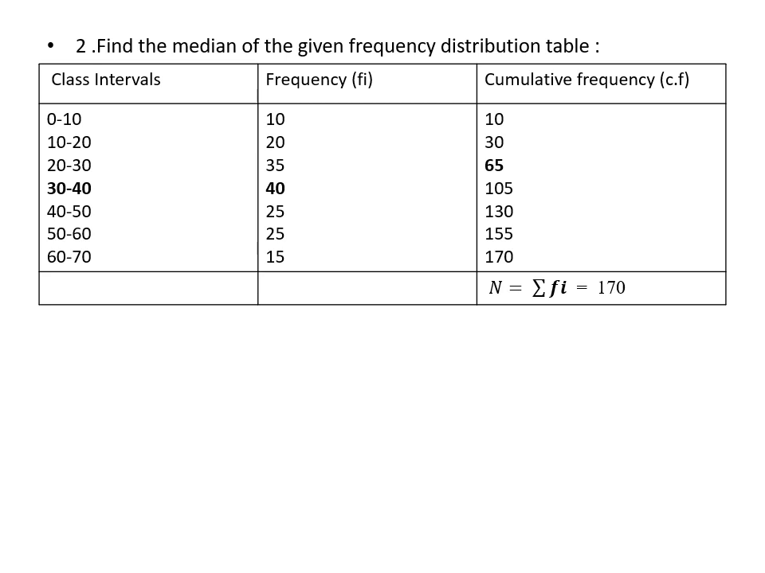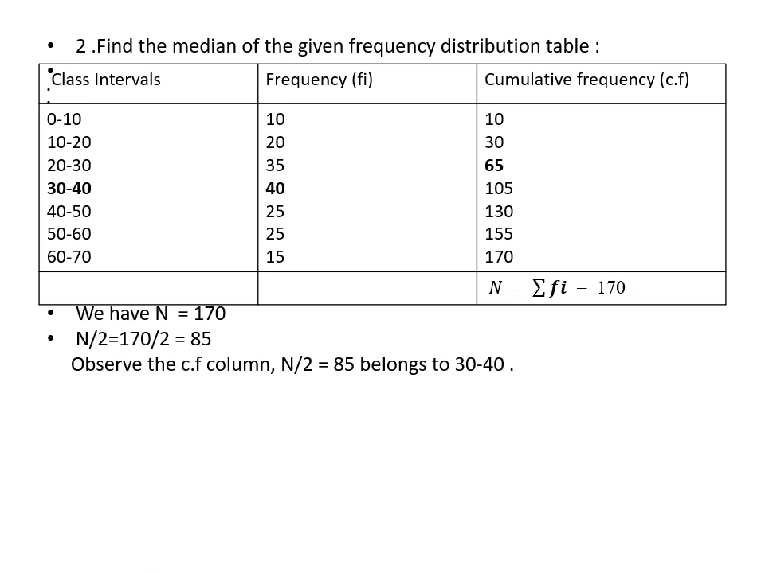So 170 is nothing but the sum of all frequencies, and that we also denote by n. So n equals 170. That means n by 2 equals 85, because we need it for the formula. Now observe the cumulative frequency column.